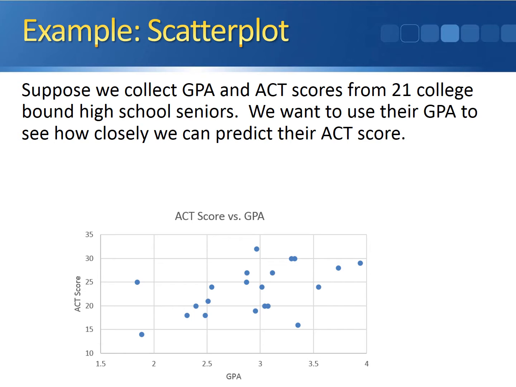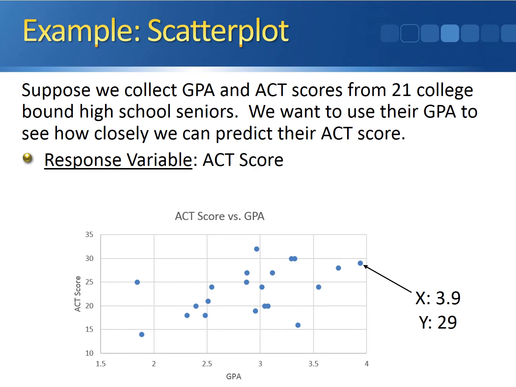As an example of how to read this plot, this particular point has an x-coordinate of about 3.9 and a y-coordinate of about 29. This means that this person had a GPA of approximately 3.9 and an ACT score of 29. Since ACT score is plotted along the y-axis, it gets treated as the response variable. Similarly, since GPA is along the x-axis, we're using GPA as the predictor variable.